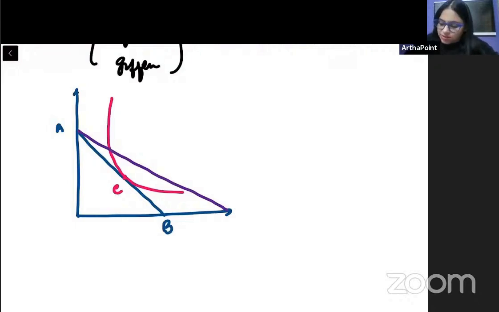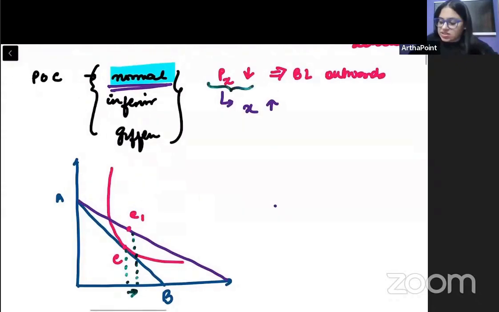क्योंकि just notice here, beta, if I draw my new equilibrium point here at E1, then also I have increased the demand of good X. ध्यान से notice करो, demand of good X has increased. So price of good X decreased, demand of good X increased, fine.